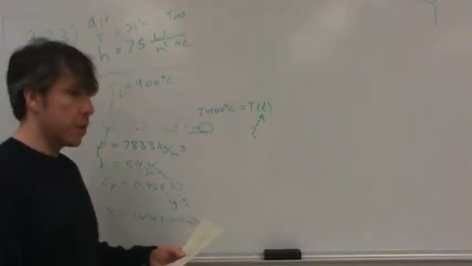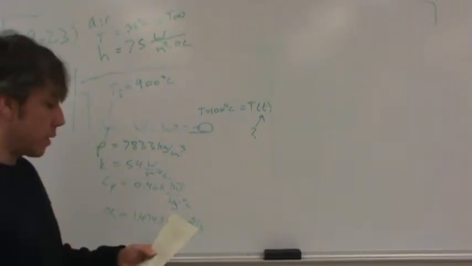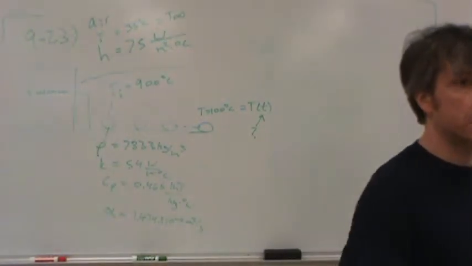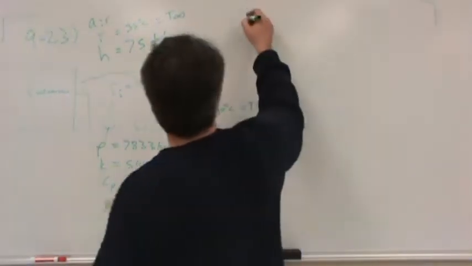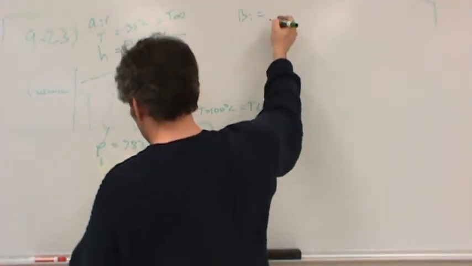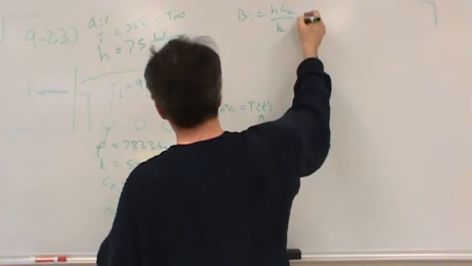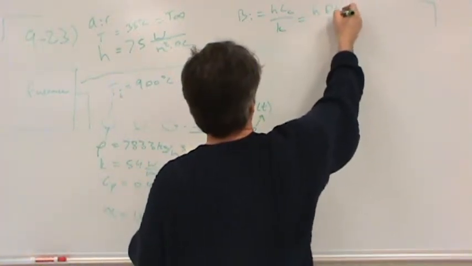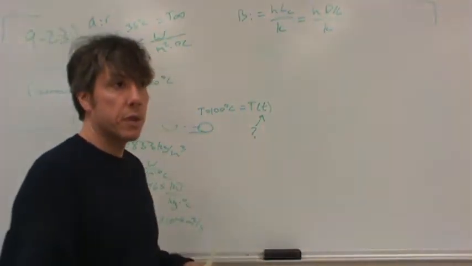So, let's start off and ask the question, can we use lumped parameter analysis to do this? Let's find out. How do we decide whether or not we can use lumped parameter analysis? Calculate the Biot number, that's right. So let's calculate the Biot number. The Biot number is h L_c over k. So I'm going to use h times diameter over 6 over k. Does everyone understand why I'm using diameter over 6?